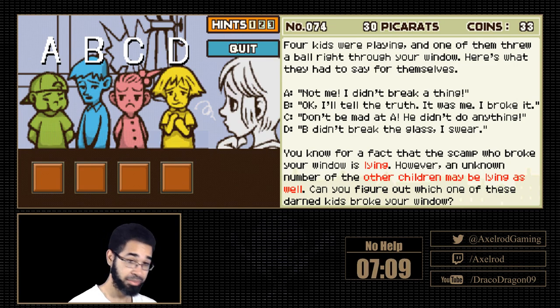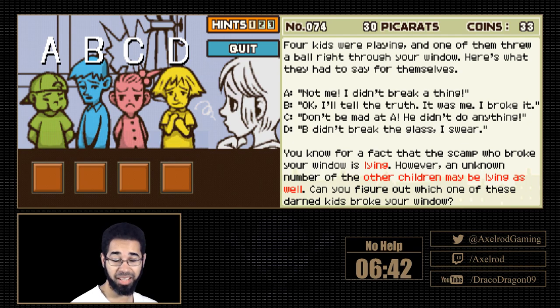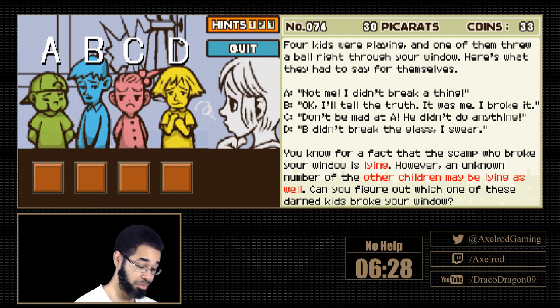that means A is lying, because that would imply that he broke the window. I should probably put a marker for those, but over here, broke. Boom. Okay, so imply that A broke the window, which means B is lying, and D is telling the truth.